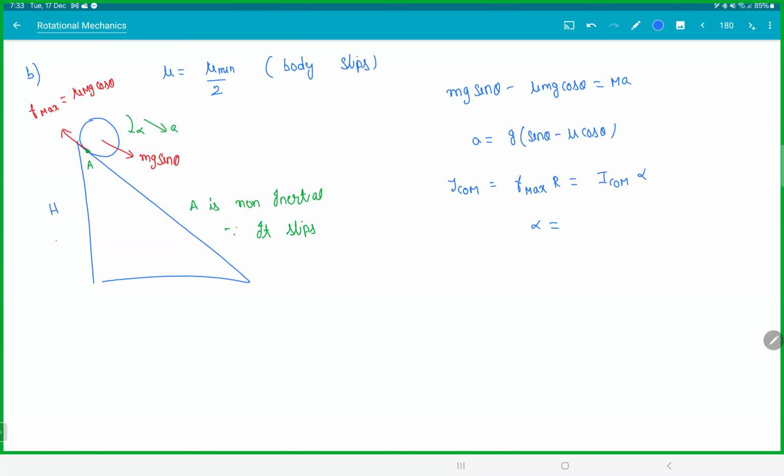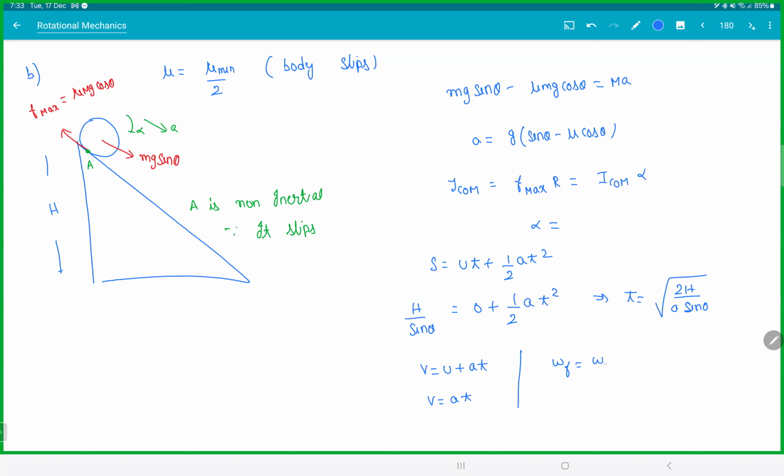Now this height is h. So if you use s is equal to ut plus half at square, this will be h by sin theta. Initial velocity is 0. Acceleration you know. From here you'll get the time taken to reach the ground. Once you got this, we can use v is equal to u plus at. U is 0, so we get at here.